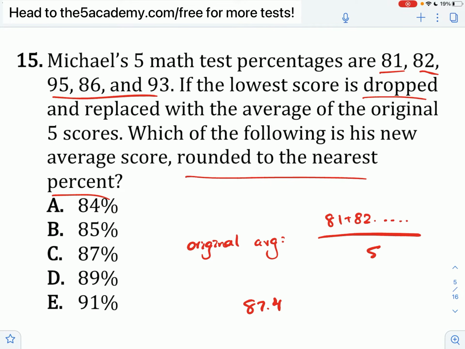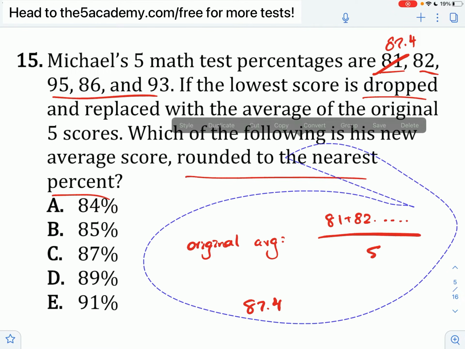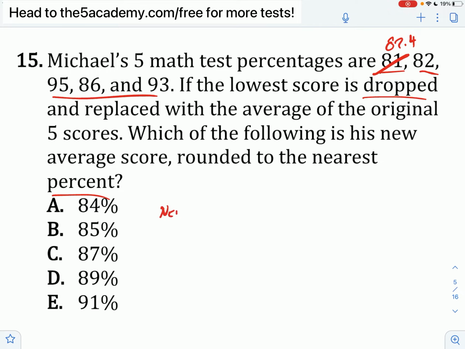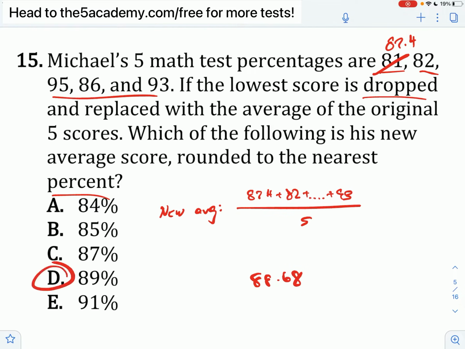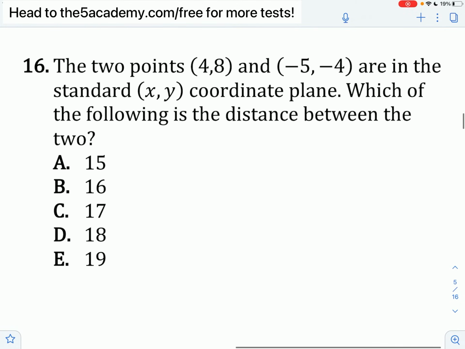Now what the problem is asking is to take that lowest number and substitute in your original average, and then recalculate the average. The new average is going to be 87.4 plus 82 plus all that plus 93, divided by 5. So I'm going to do that on my calculator. We end up getting 82 plus 95 plus 86 plus 93, divided by 5, 88.68. If you round that, you get 89%. So the average goes up by about 1 or 2 percent.